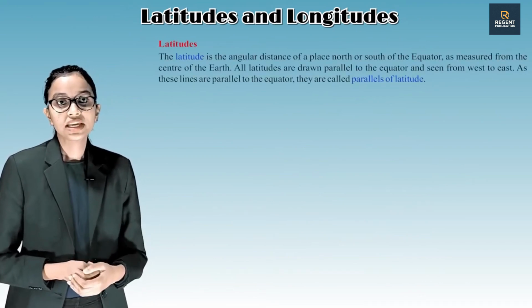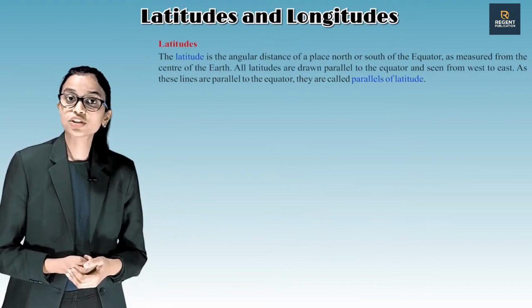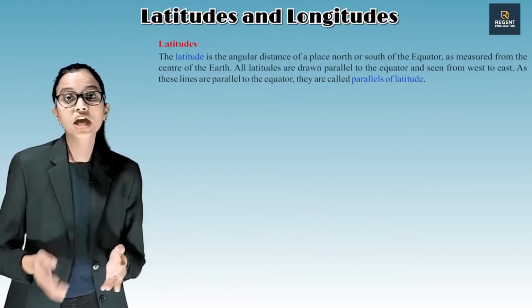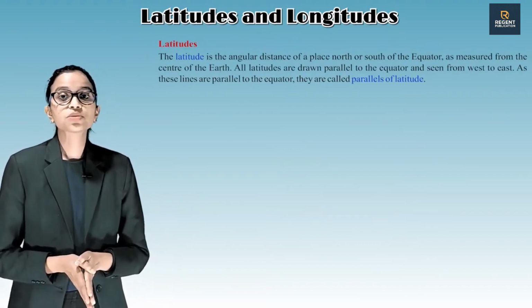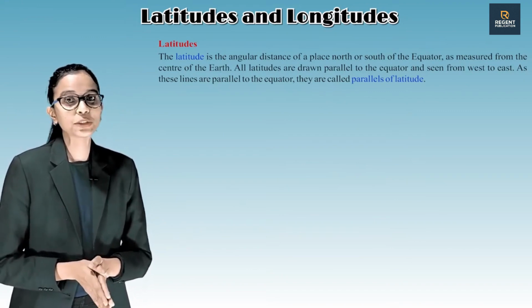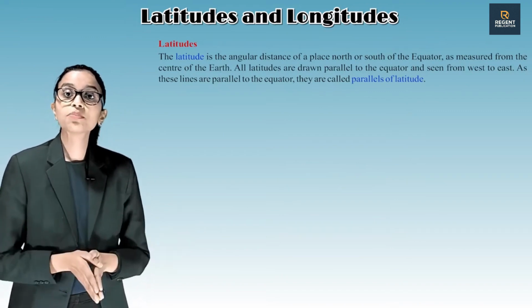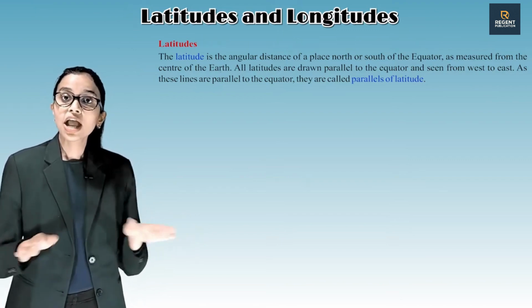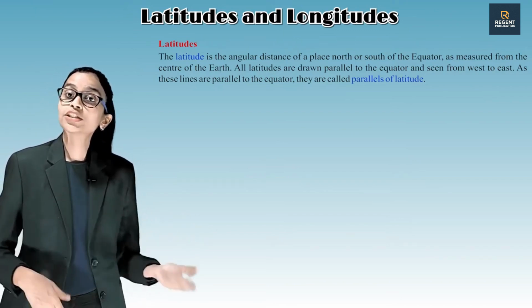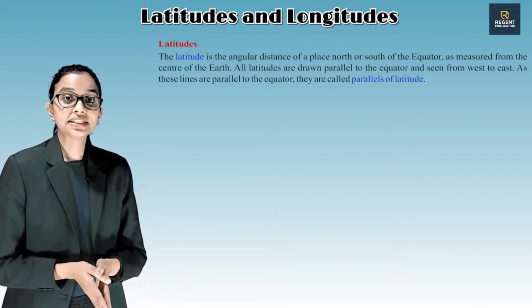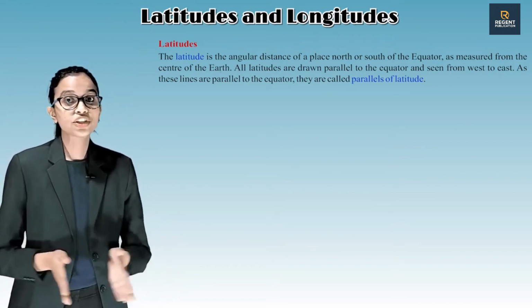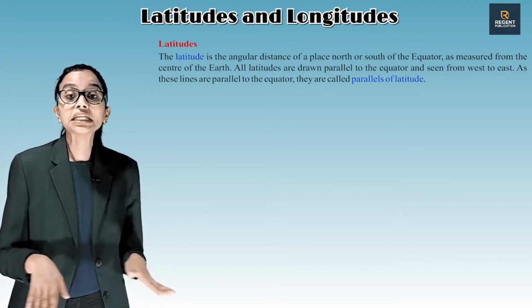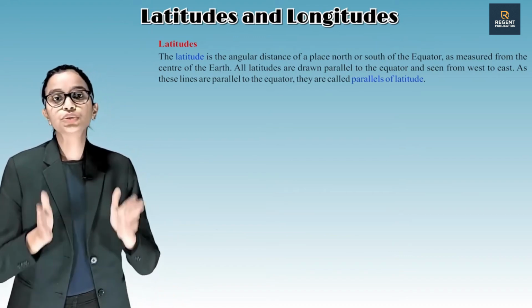Latitudes. The latitude is the angular distance of a place north or south of the equator, as measured from the center of the earth. All latitudes are drawn parallel to the equator and seen from west to east. As these lines are parallel to the equator, they are called parallels of latitude.